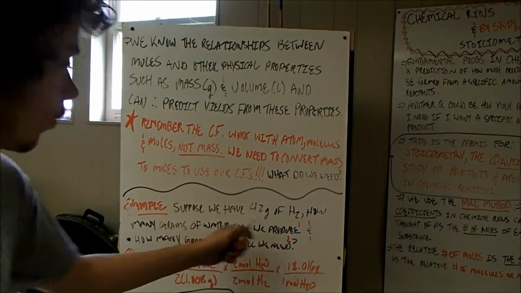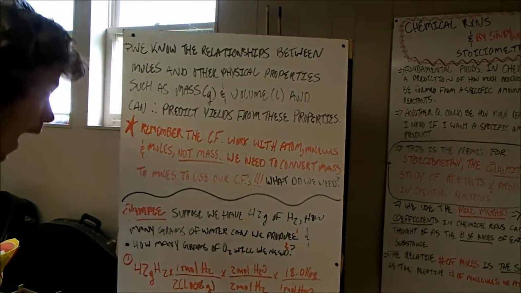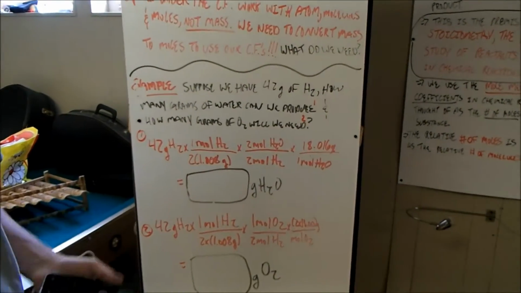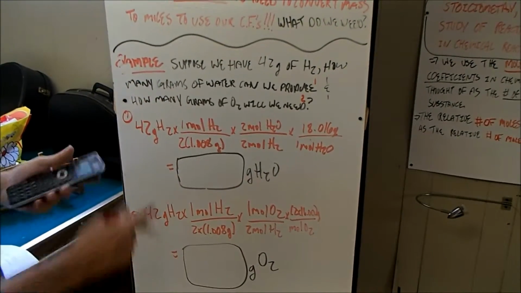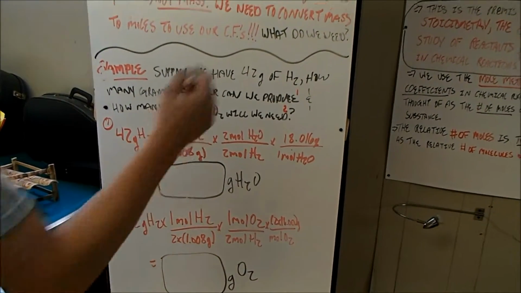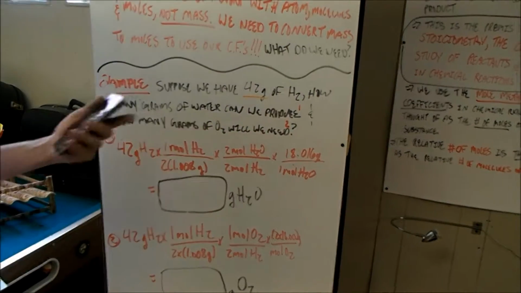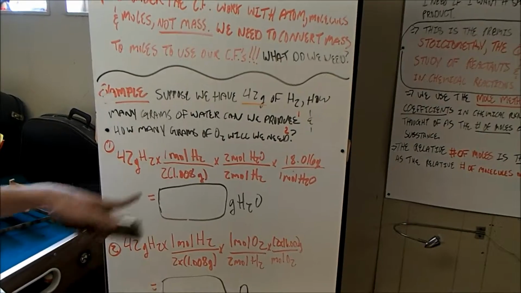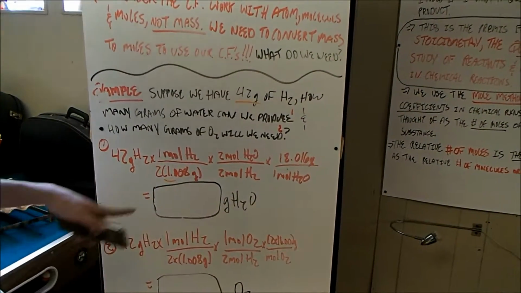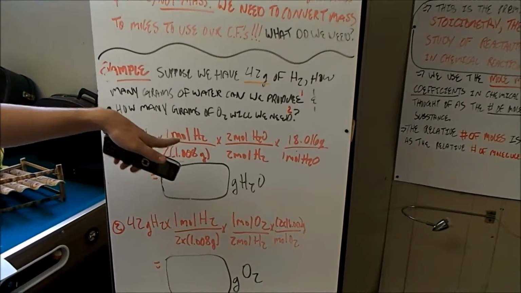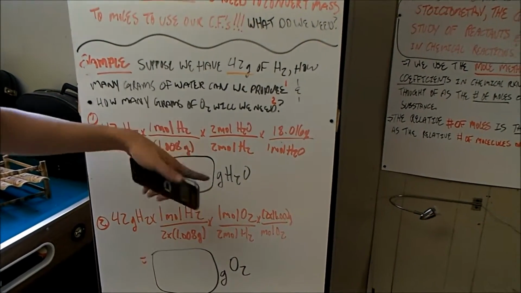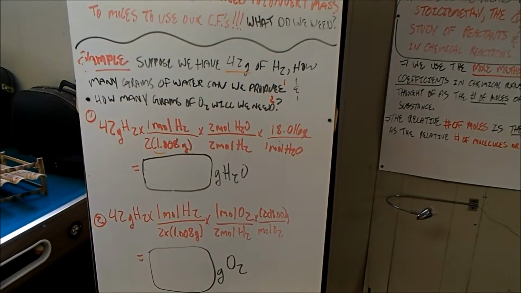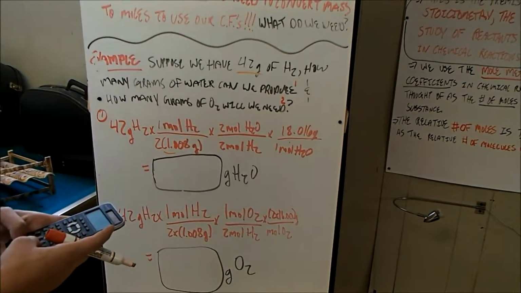So suppose we have 42 grams of hydrogen. How many grams of water can be produced? And how many grams of O2 will we need? So there's two questions in here, and I've already set up the whole calculation. We start with what we're given, 42 grams of hydrogen, and we're going to turn it to moles. That's what happens here. So that's the molar mass right here. Now that we're in moles of hydrogen, we want to convert it to moles of H2O, and we know the ratio is 1 to 1, or 2 to 2. And then we just multiply it by the molar mass of water. So 42 grams.